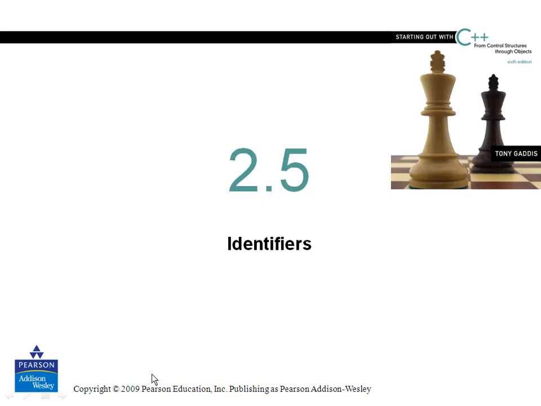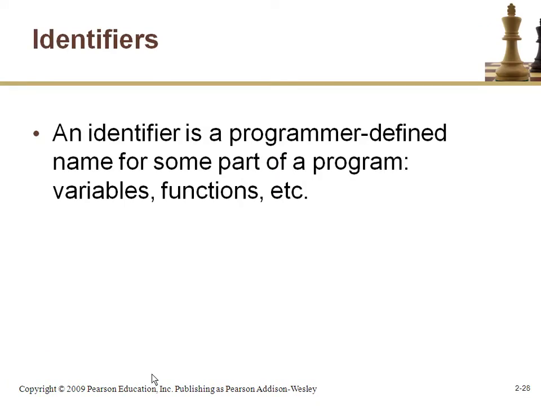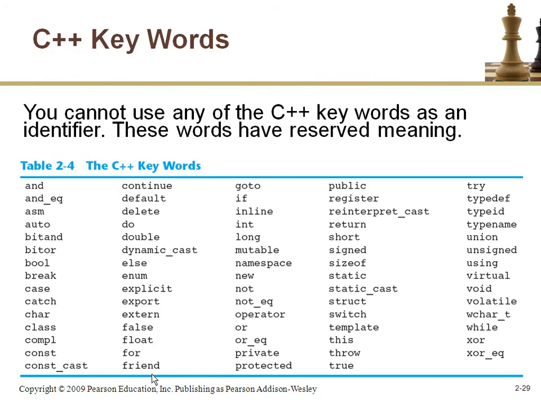Section 2.5, the identifiers. An identifier is a programmer-defined name or a token or some part of your program, such as a variable, function, or name of an object that you define in your program. C++ has a list of reserved keywords. You cannot use any of these reserved keywords as part of your identifier.